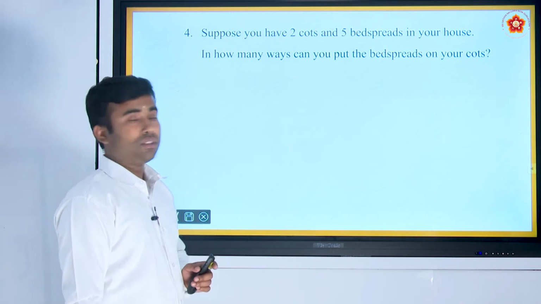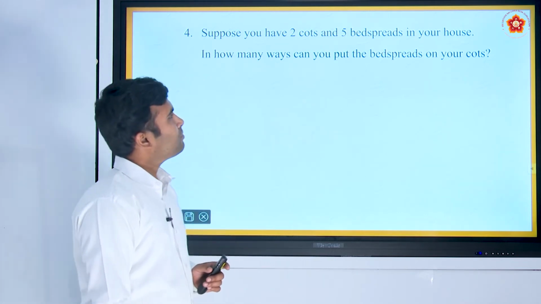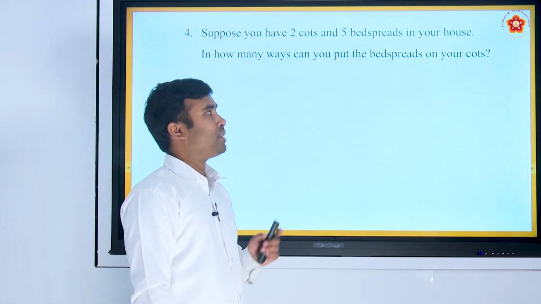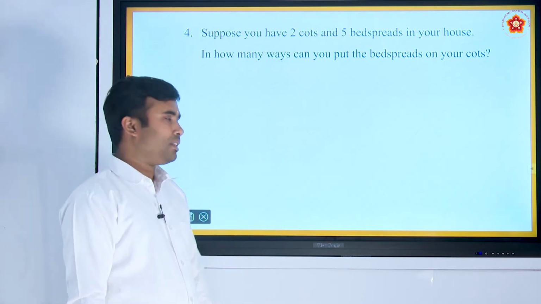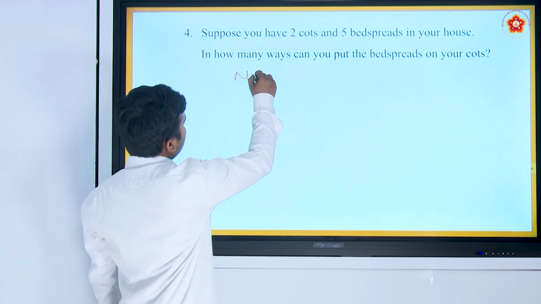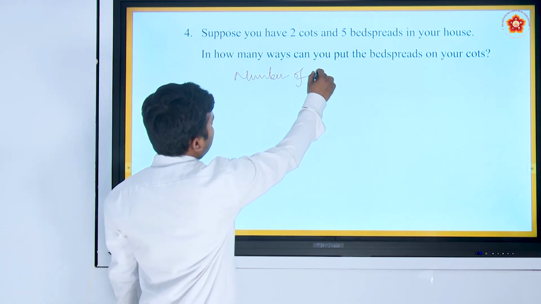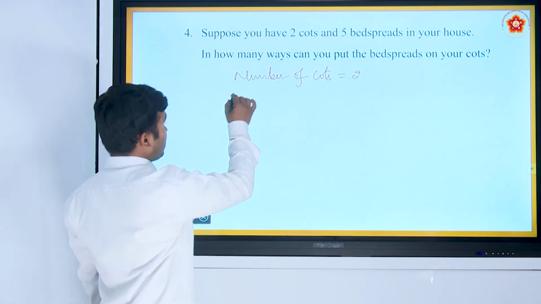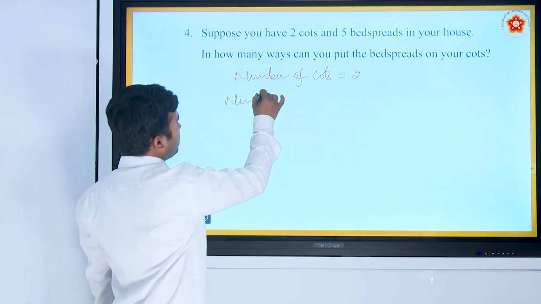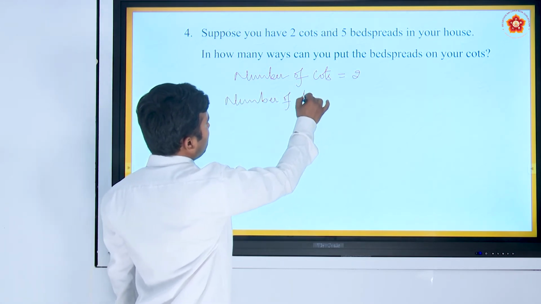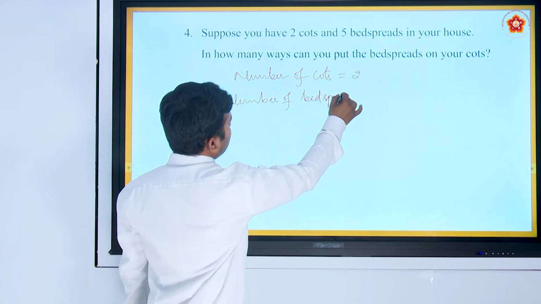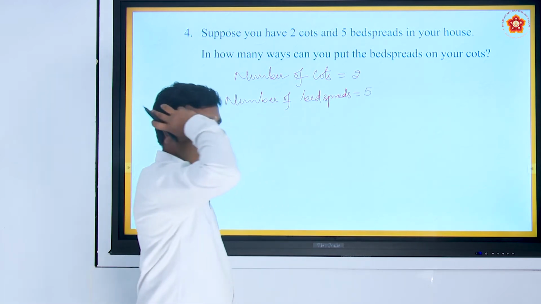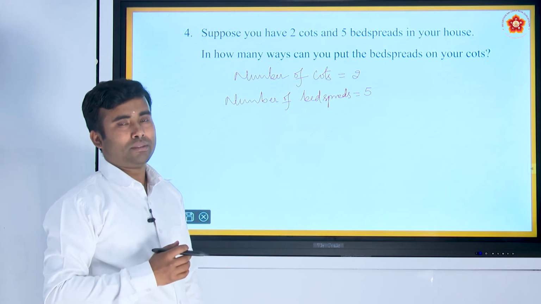Suppose you have 2 cots and 5 bedspreads in your house. In how many ways can you put the bedspreads on your cots? Here the number of cots will be equal to 2. How many bedspreads are there? The number of bedspreads will be equal to 5. So there are 2 cots and there are 5 bedspreads.